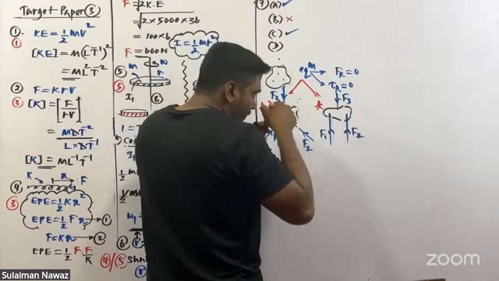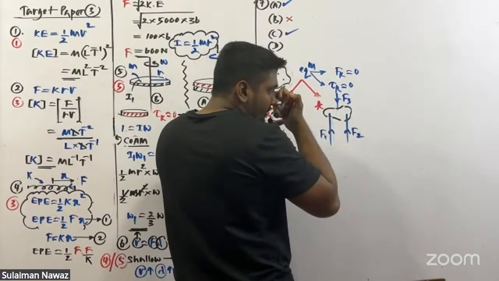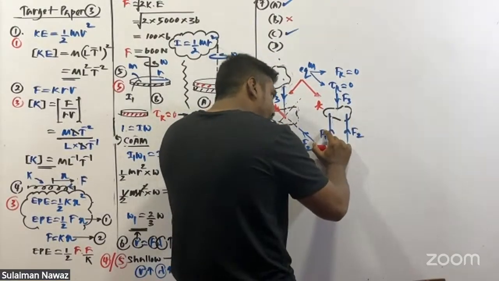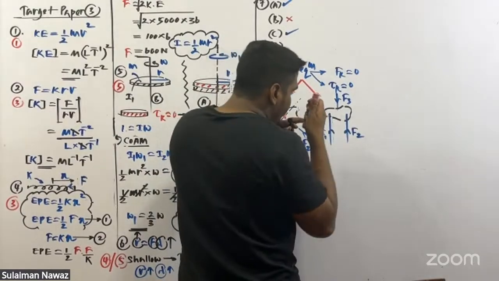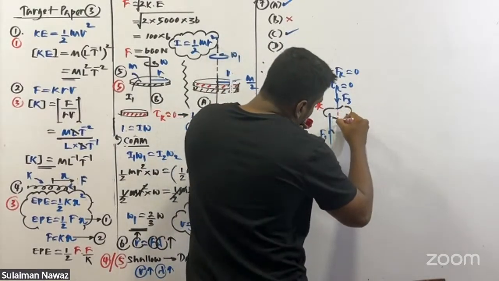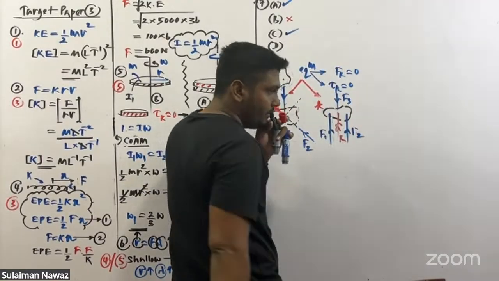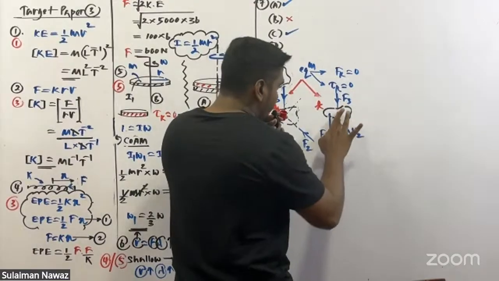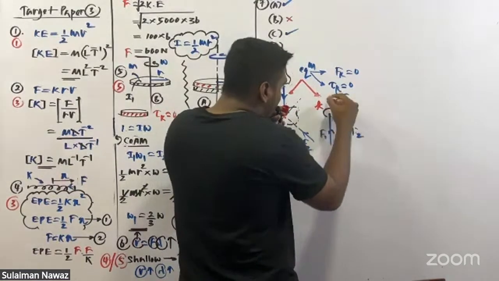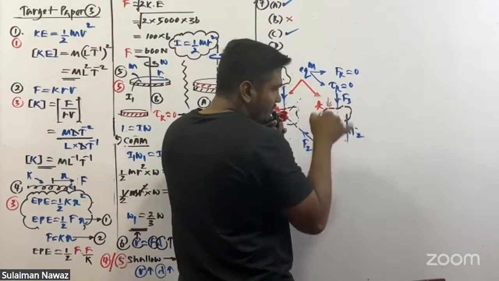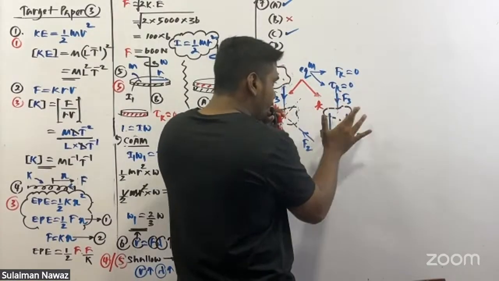The resultant of F1 and F2 must be exactly opposite to F3. Just write it down. If you consider the resultant of F2 and F3, it must be exactly opposite to F1. I think you understand this idea. If you have a doubt, please put a message.